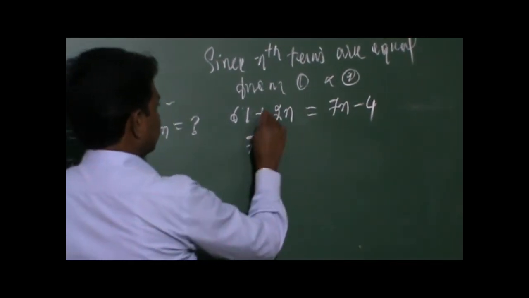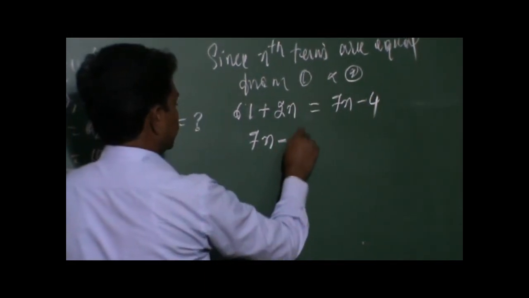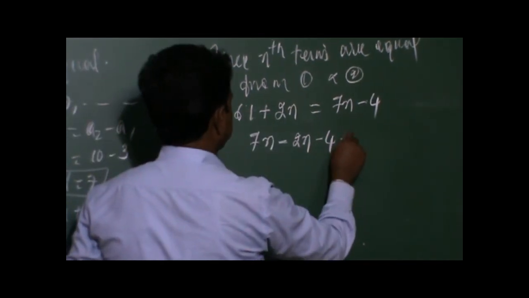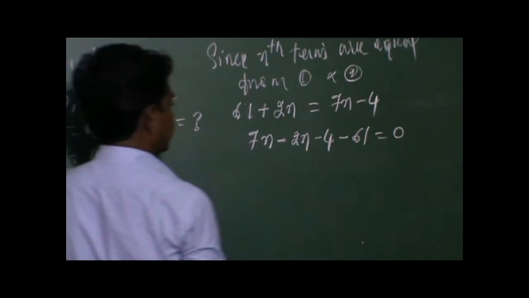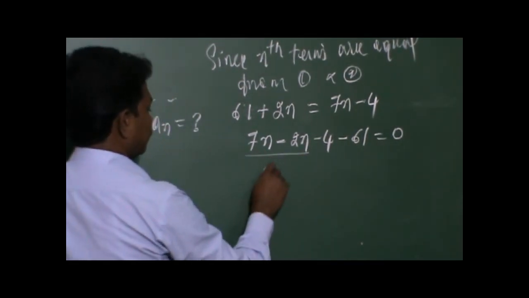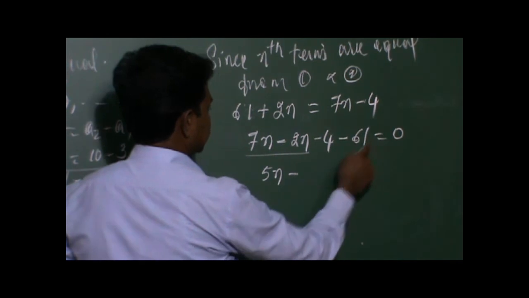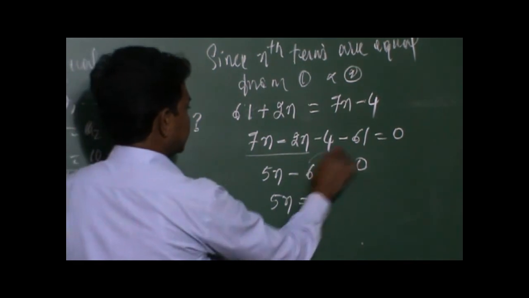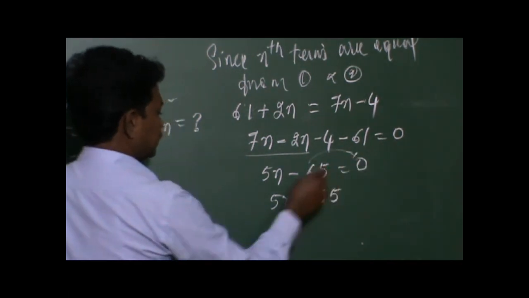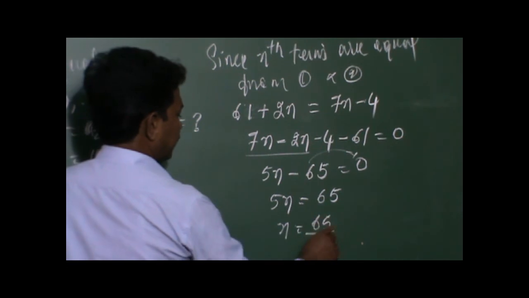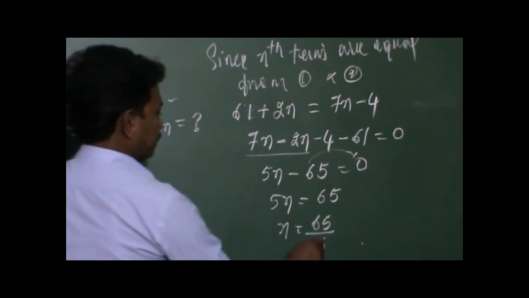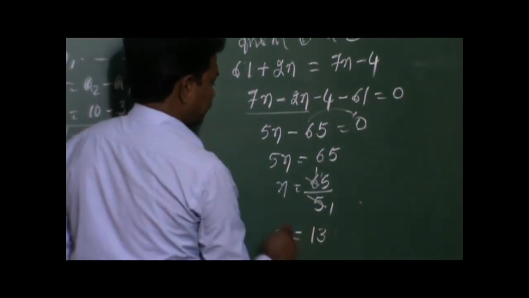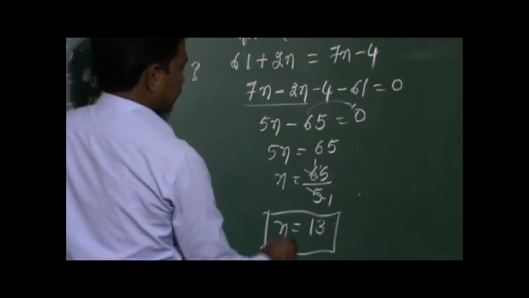So 7n, plus 2n moves to the RHS, it becomes minus 2n. Minus 4 we have here, plus 61 as it gets transposed is going to become minus 61, is equal to 0. So 7n minus 2n is 5n, minus 4 minus 61 is minus 65, is equal to 0. 5n is equal to 65, transposed to the RHS. n is equal to 65 by 5. So n is equal to 5 ones are 5, 1 remains, 5 threes are 15. So n is equal to 13.